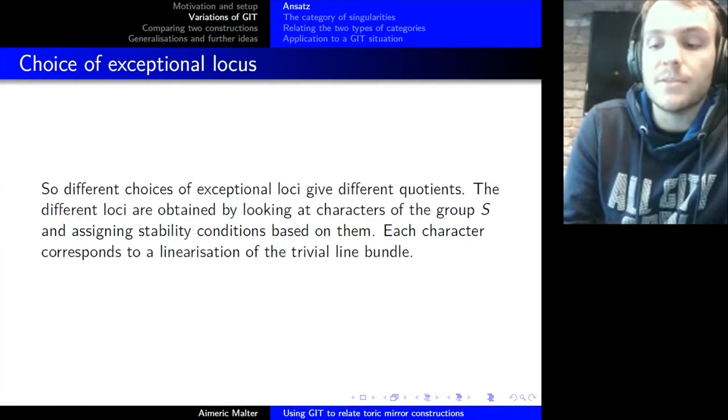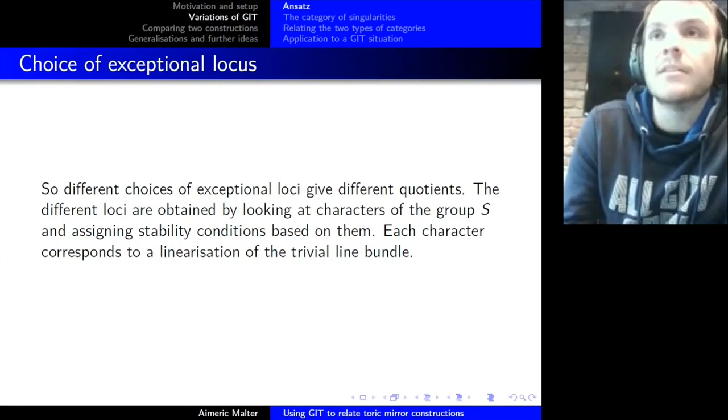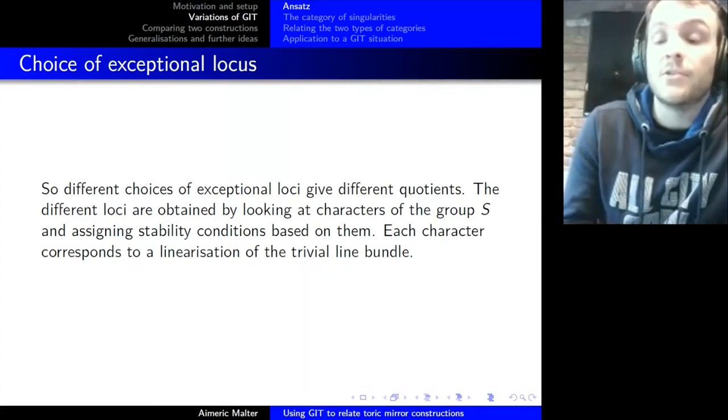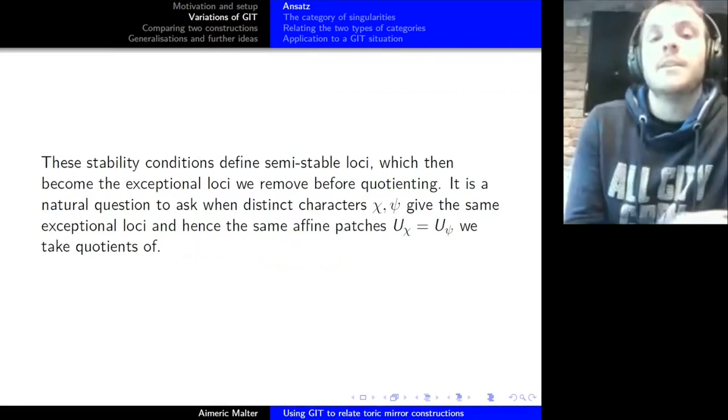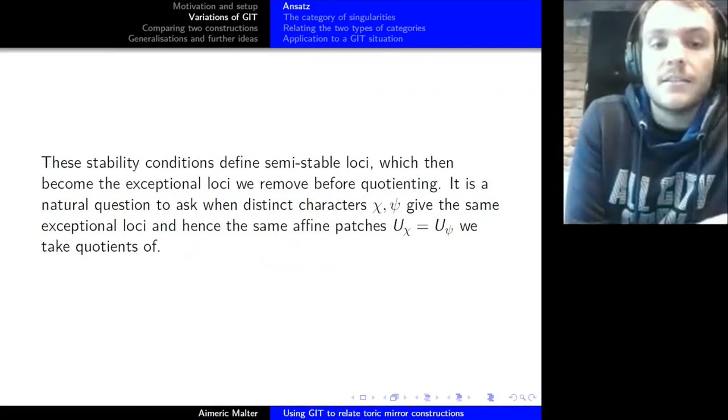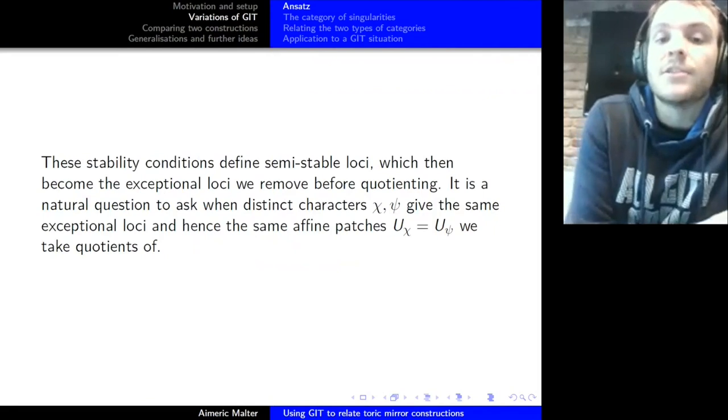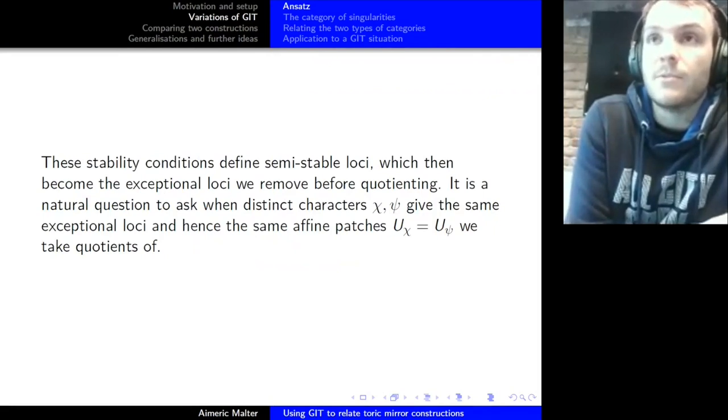The way that you find out which set to remove, though, is we look at characters of the group. So the main difference between all of these GIT quotients will be what do we remove. And if we look at characters of the group S, we can assign some stability conditions on them, because each character will correspond to some linearization of a line bundle. And this gives you different GIT quotients. The question is, okay, if I pick two characters, do we always remove different sets? Do we sometimes remove the same set? These stability conditions define some semi-stable loci. This is what we will be removing.